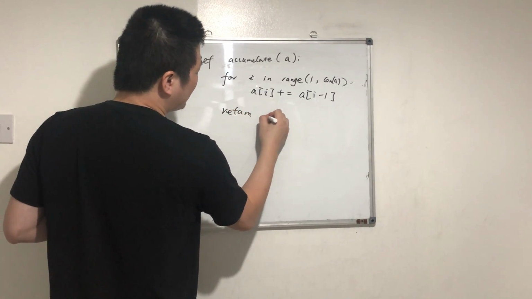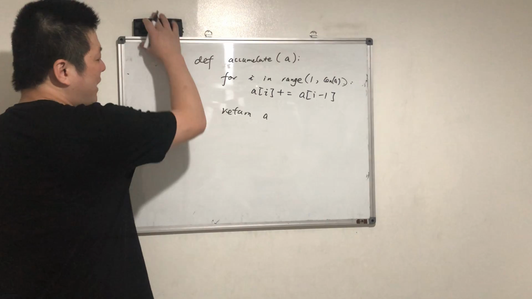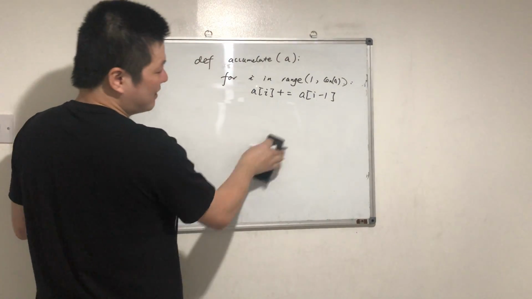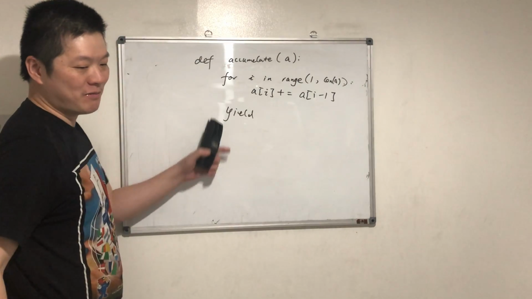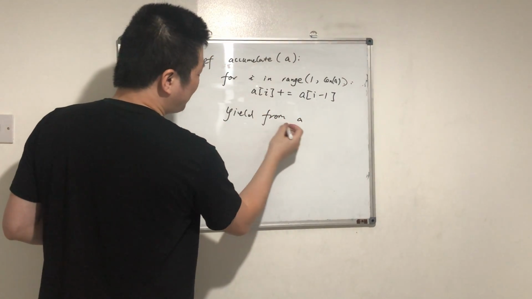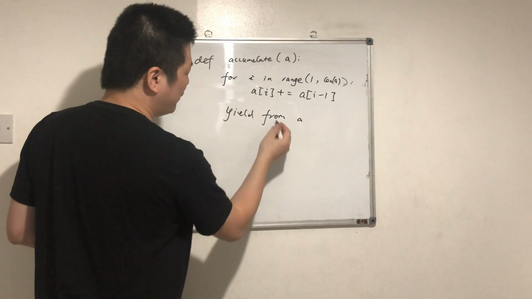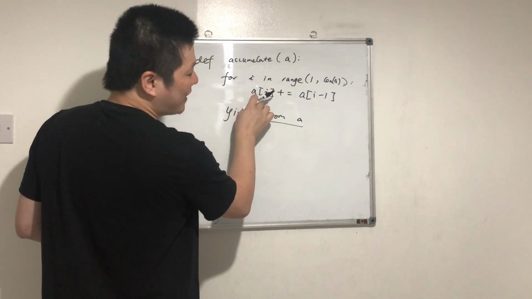When you return A, that's a list, that's not a generator. So how can we make it a generator? Remember we have seen this keyword before? Yes, yield from A. That's it, because we want to add one element at a time. We don't want to add the same thing. So yield from A means that we want to add one element at a time.